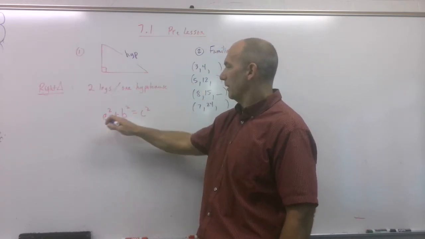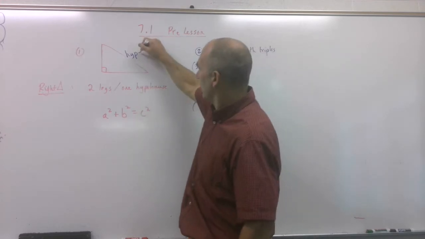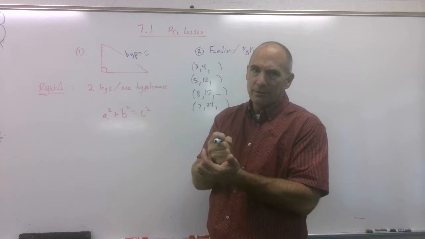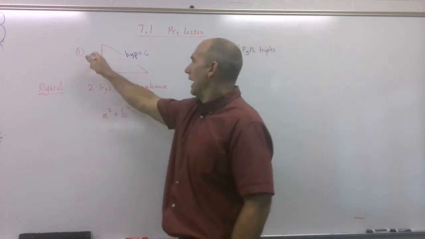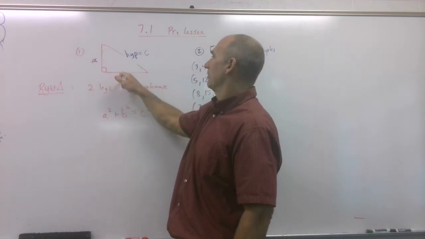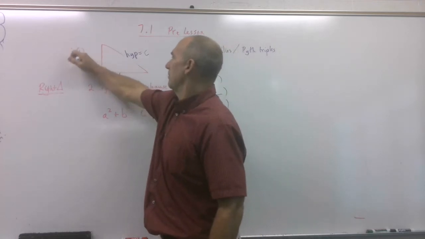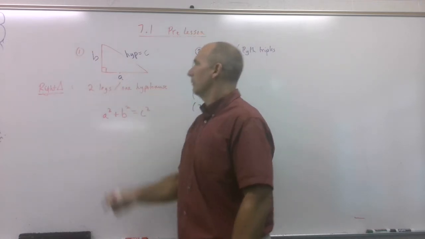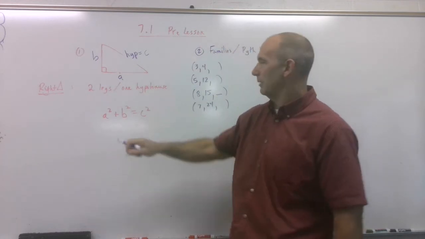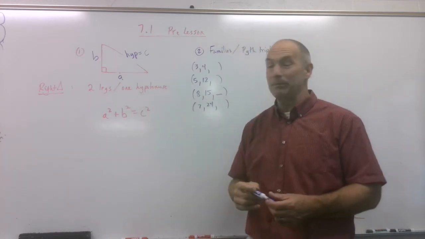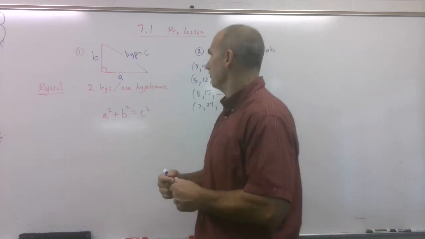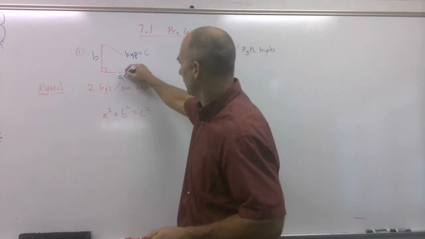Now, in a squared plus b squared equals c squared, the hypotenuse has to be the letter c. Has to be. I could put this as a and that as b, and another student might make this b and that a, and that's okay. But the letter c, the one by itself, has to be the hypotenuse. So there's a little warm-up for you.